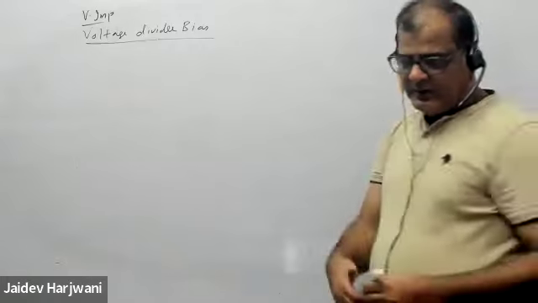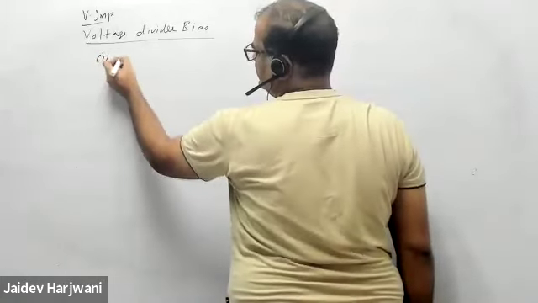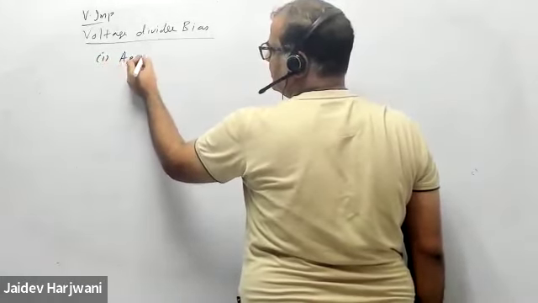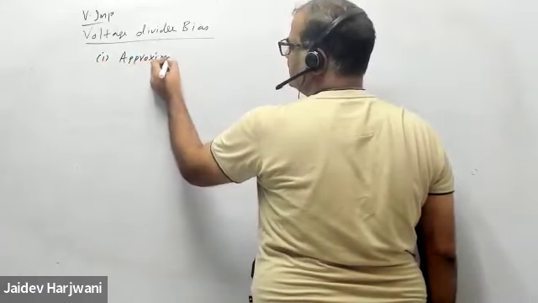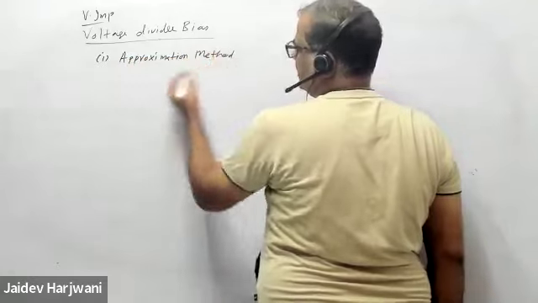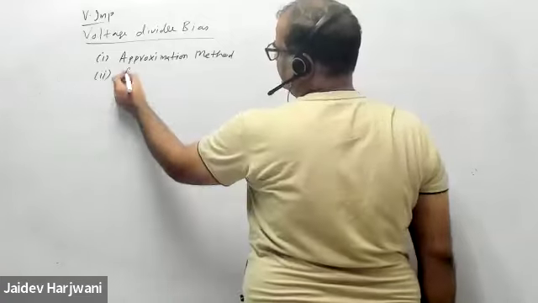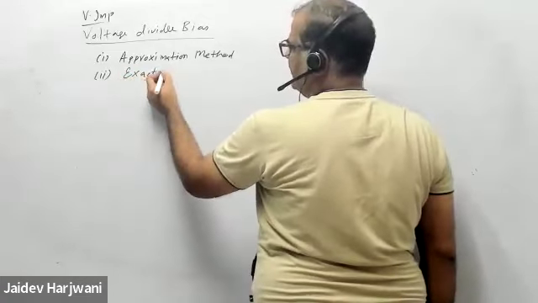Okay. So voltage divider bias. There are two methods. One is called the approximation method. And second is the exact method, exact calculation.